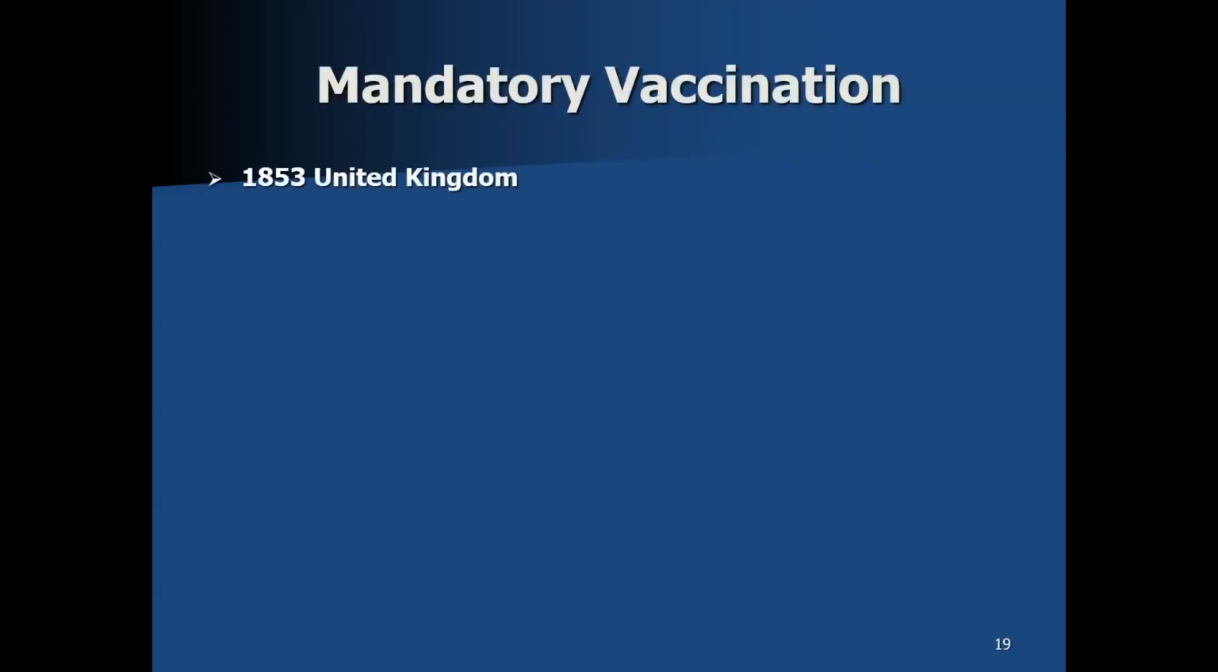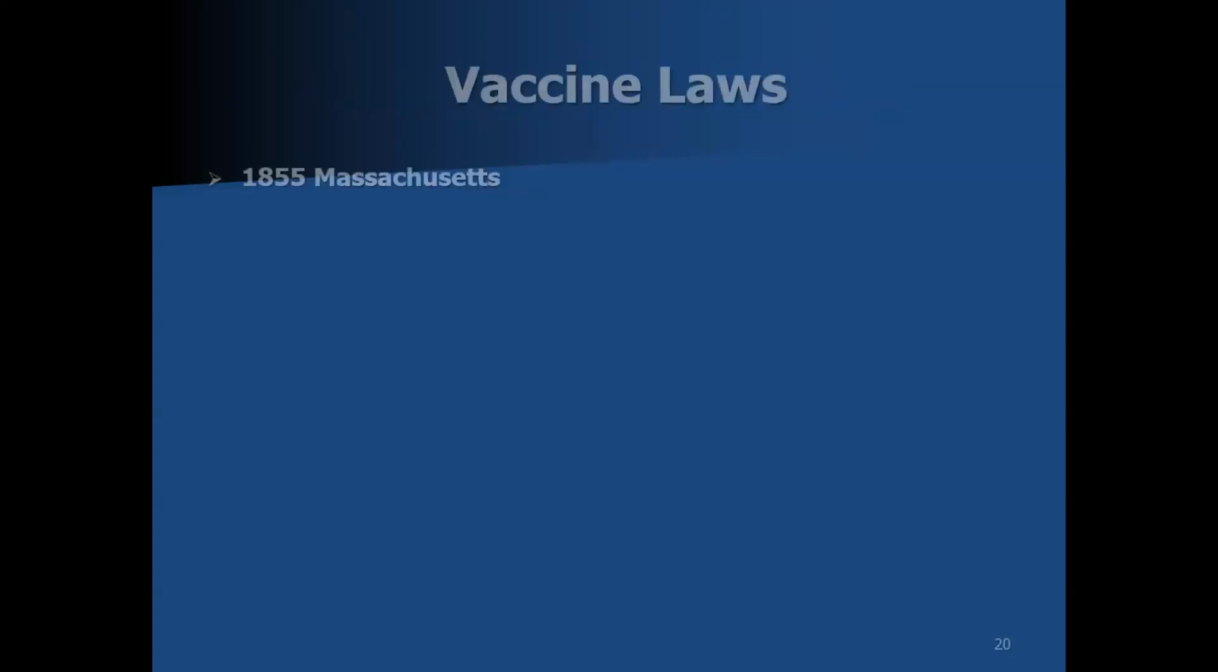The United Kingdom Vaccination Act of 1853 made smallpox vaccination mandatory in the first 3 months of an infant's life. A parent's penalty for not complying was a fine or imprisonment. In 1855, Massachusetts passed the first U.S. law mandating vaccination for school children. This has been challenged in court and upheld.